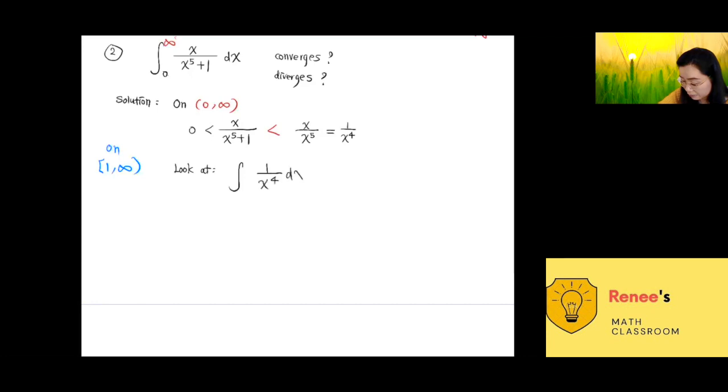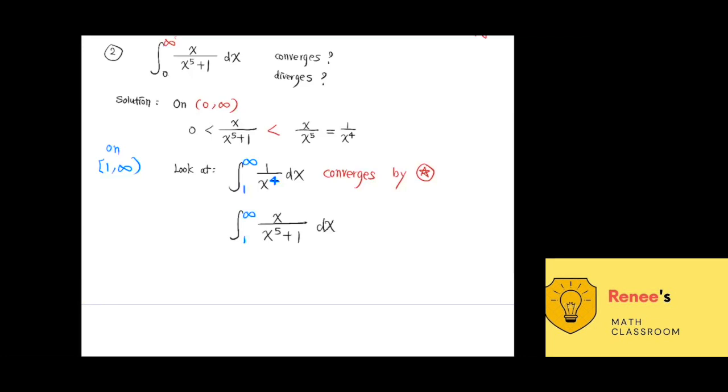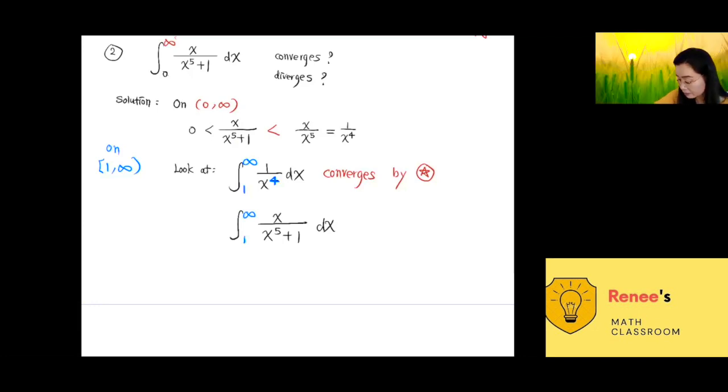On 1 to infinity, we look at this integral of 1 over x to the 4th power, x goes from 1 to infinity. It is convergent because the exponent on this x here is 4, which is greater than 1. By the comparison test, this integral of x over x to the 5th power plus 1, x going from 1 to infinity, will be convergent also because it is a positive function below 1 over x to the 4th.